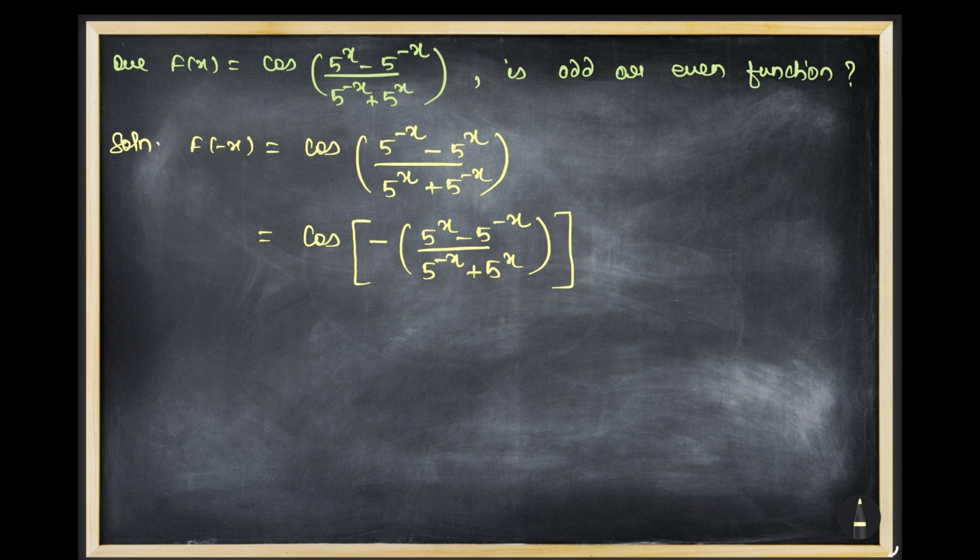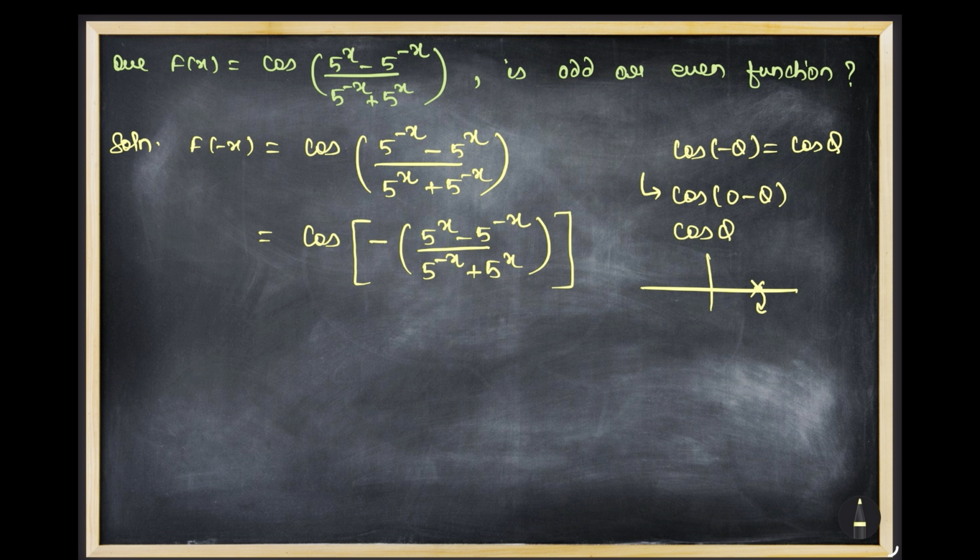Now, you know that cos of minus theta is equal to cos theta. How? Can I write down cos minus theta as cos of 0 minus theta? 0 minus theta means what? We will use this line, and this line is no change. No change means the answer will be cos theta, and you will fall in the fourth quadrant, and in the fourth quadrant cos is positive. That's why cos of minus theta is cos theta.